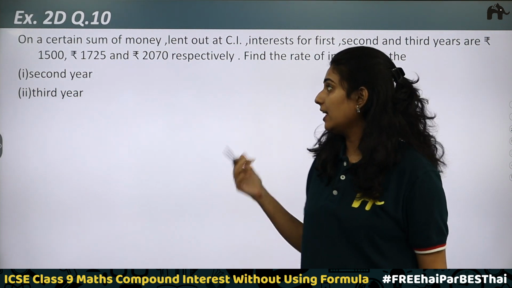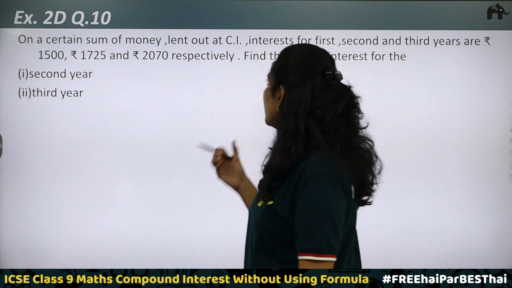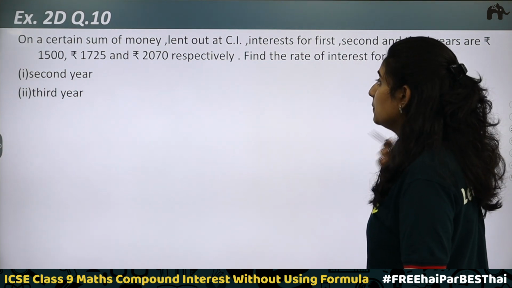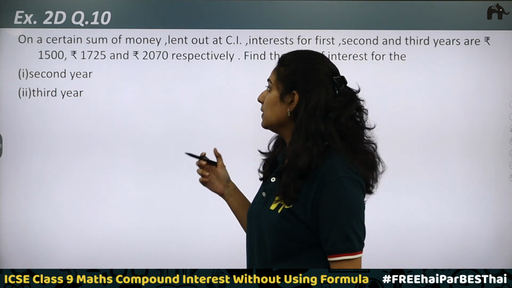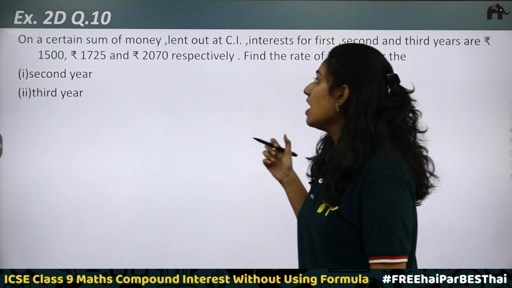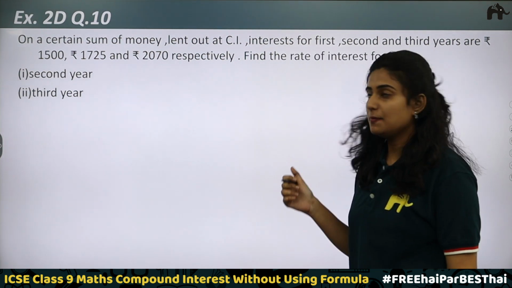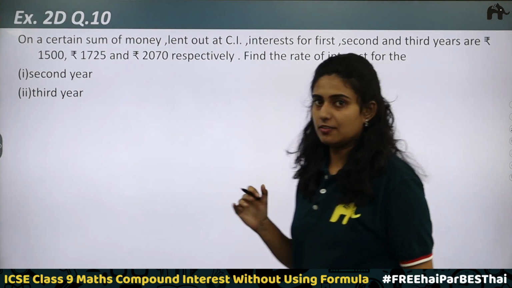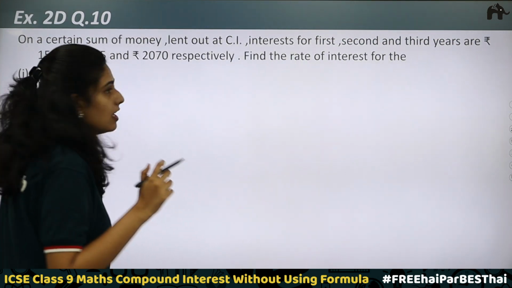Exercise 2D, question 10. On a certain sum of money lent out at compound interest, interest for first, second, and third years are rupees 1,500, rupees 1,725, and rupees 2,070 respectively. Find the rate of interest for the second year and third year. So first we will find the rate of interest for second year.